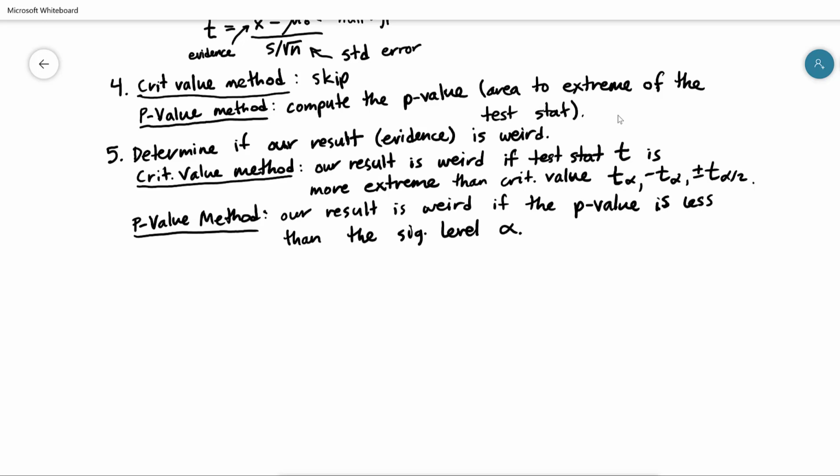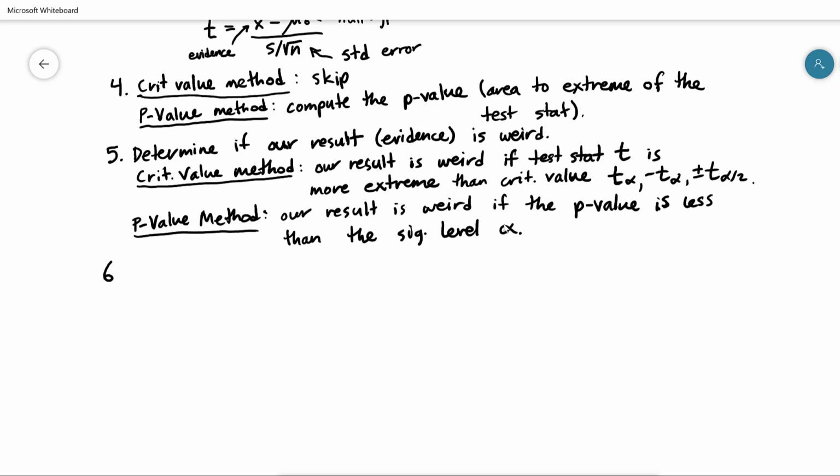Maybe we said we're going to consider something weird if it occurs less than 5% of the time. If our p-value winds up being smaller than that number, like 2%, 0.02, we would consider the probability of our outcome, which is what the p-value is, weird because it's less than 5%. The p-value is the probability of getting the evidence that we got. So if this number is 2% and this number is 5%, then our p-value is a lower probability than the cutoff for what we were going to consider weird, and we will say that, yes, our result is weird.